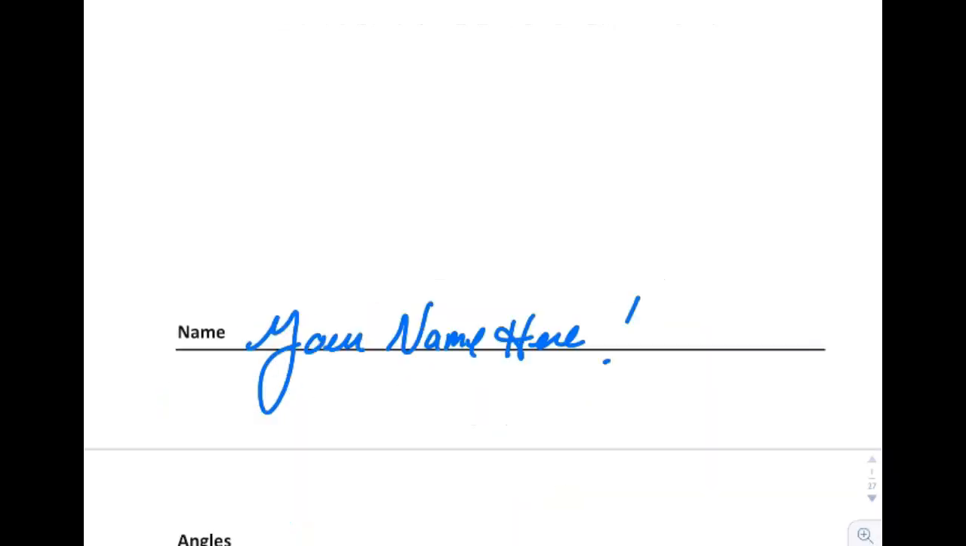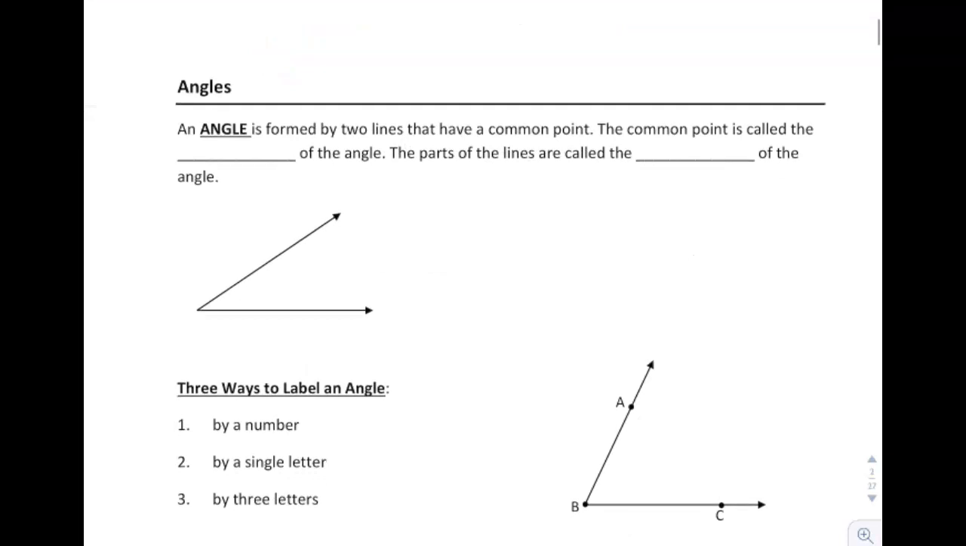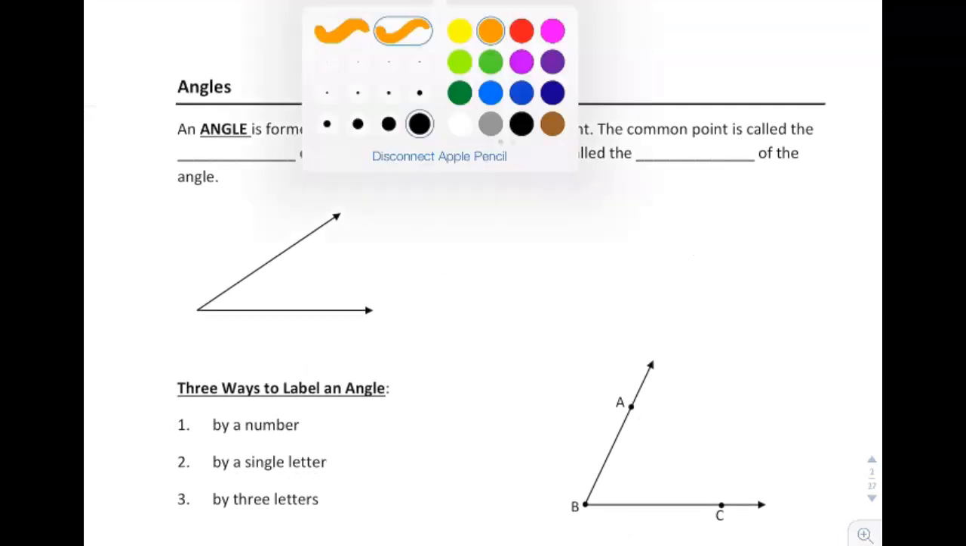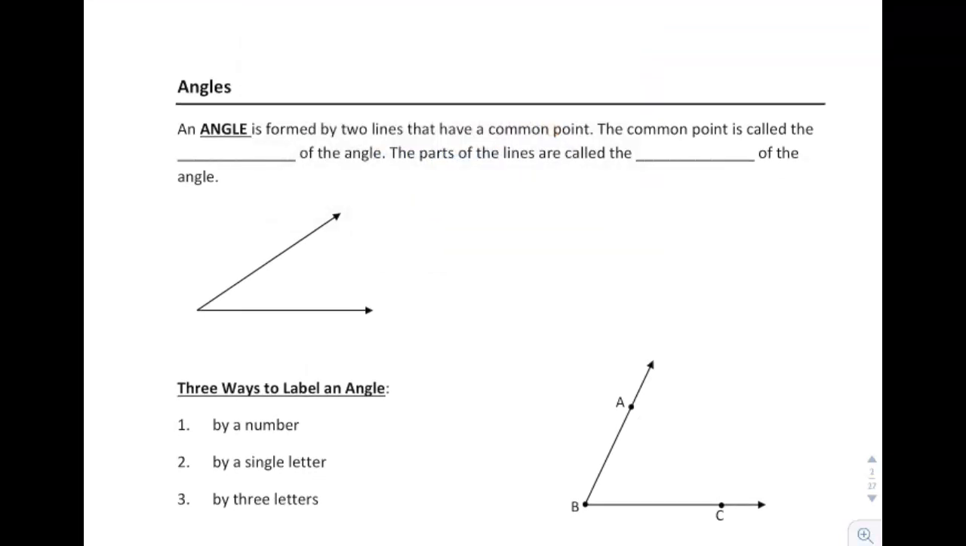If you have your paper packet, make sure you got your name down here. So this is the first page of angles, and I like to put the date on every page, so today would be 9. I believe it's going to be, I'm doing this ahead of time, so I think we're going to be on 9/17. If I'm wrong, you just put the day that it is today.